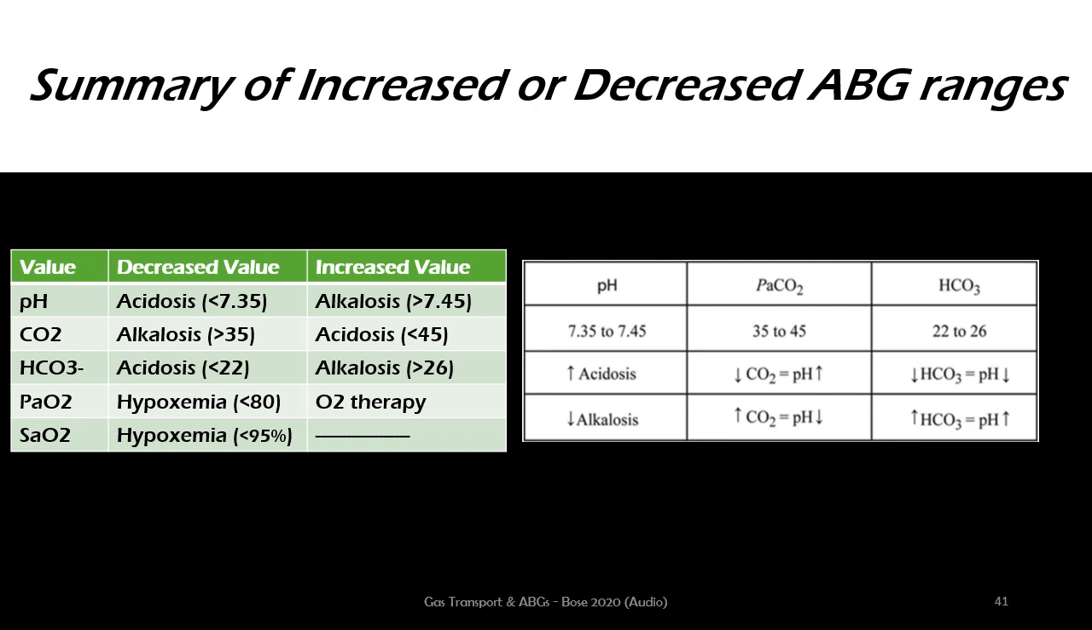Finally, SaO2, or saturation of oxygen, indicates bound oxygen to hemoglobin. Less than 95% is indicative of hypoxemia, again indicating need for supplemental oxygen. Of course, saturation of oxygen can never be above 100%. The image on the right reinforces all this analysis in a different graphical format.